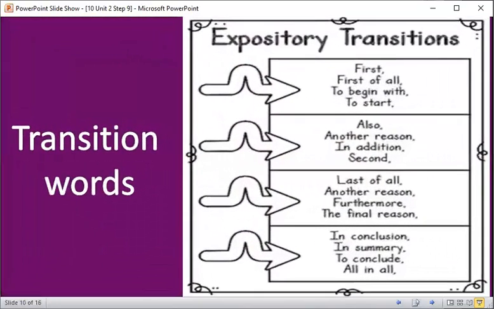Of course, these are the most famous words for expository transitions. First of all, to start, to begin with. Also, in addition, second. In the end, you can say last of all, furthermore, and finally. Of course, you have to write in conclusion, finally, all in all, or to conclude. In summary, you can also say to summarize. You can say all in all, and also you can say finally. These are called expository transitions or transition words.